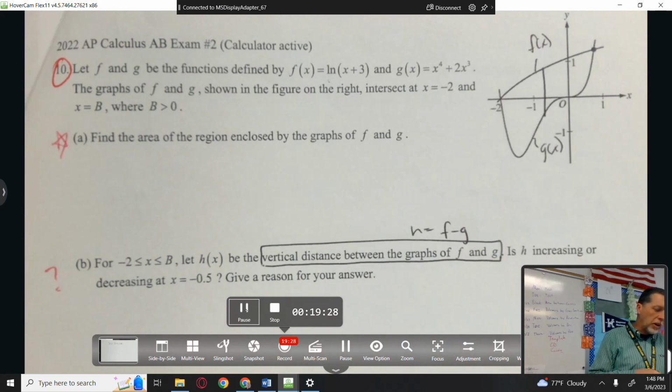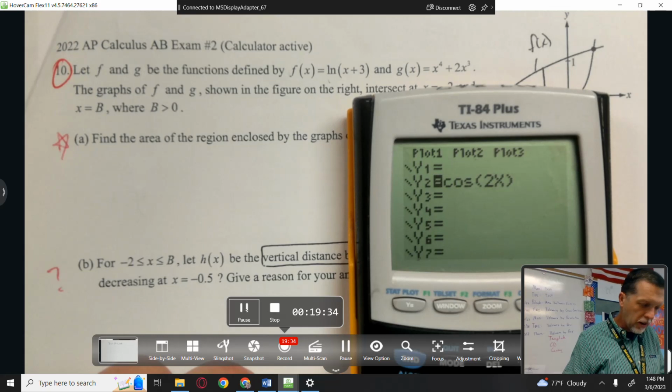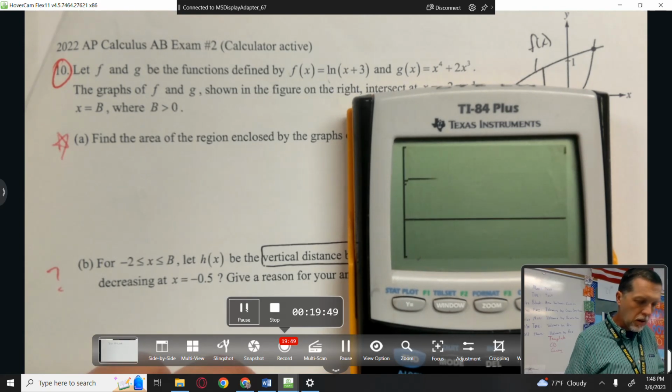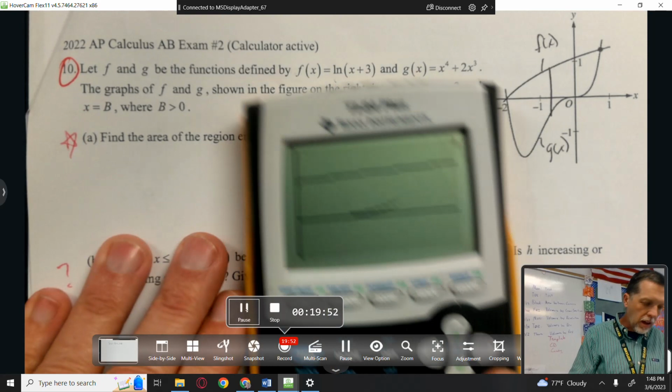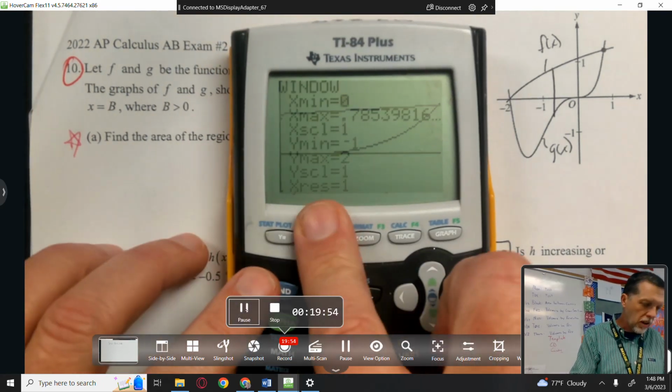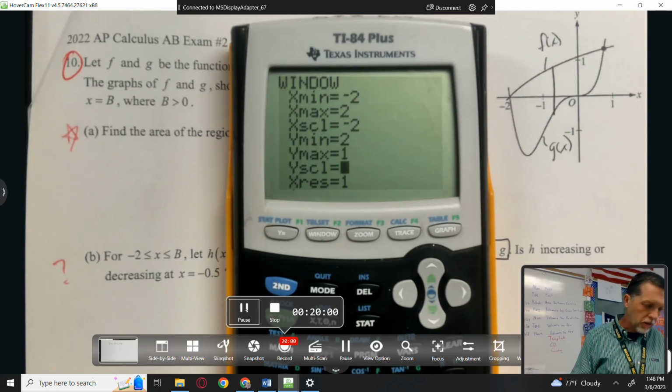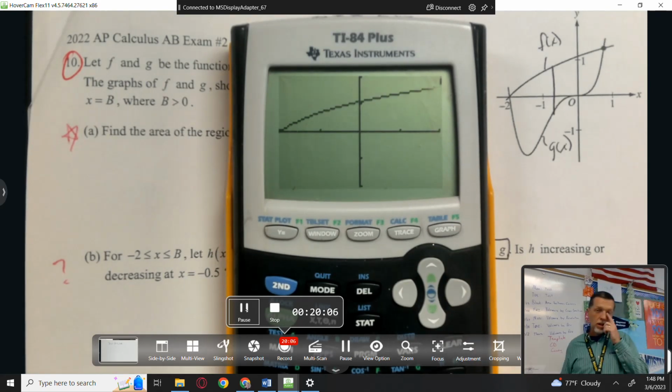It helps us set our window so we know what we're looking for. We're not crazy searching for something weird. So natural log x plus 3 and x to the 4th plus 2x cubed. And that looks funny because my window is weird. So I'll go -2 to 2 and -2 to 2. Close enough. And that should look like the picture they give me. Okay, so I'm on the right track.